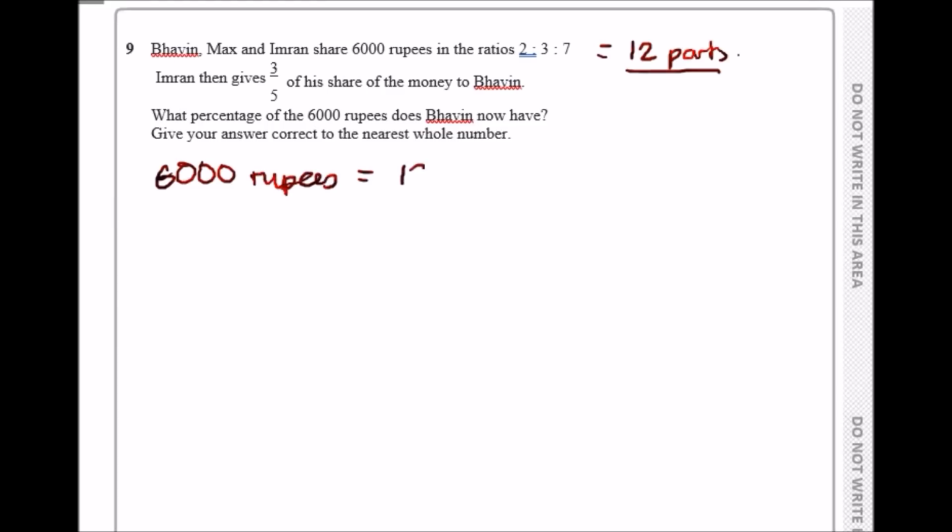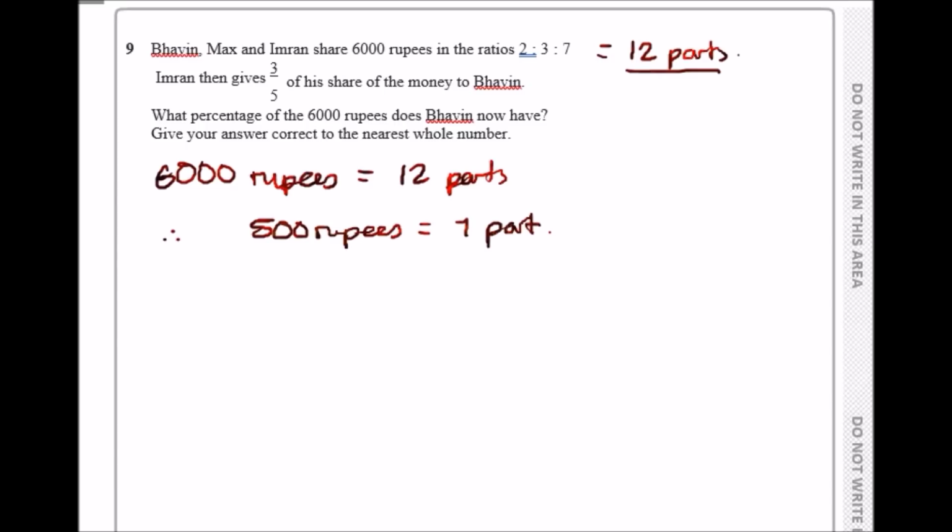So to find how many rupees are in a single part, we can divide everything by 12. 6,000 in your calculator divided by 12 will give us exactly 500 rupees. So 500 rupees equals a single part. Now if we want to find 2, 3 or 7 parts, we're going to multiply the number of rupees by 2, 3 or 7.